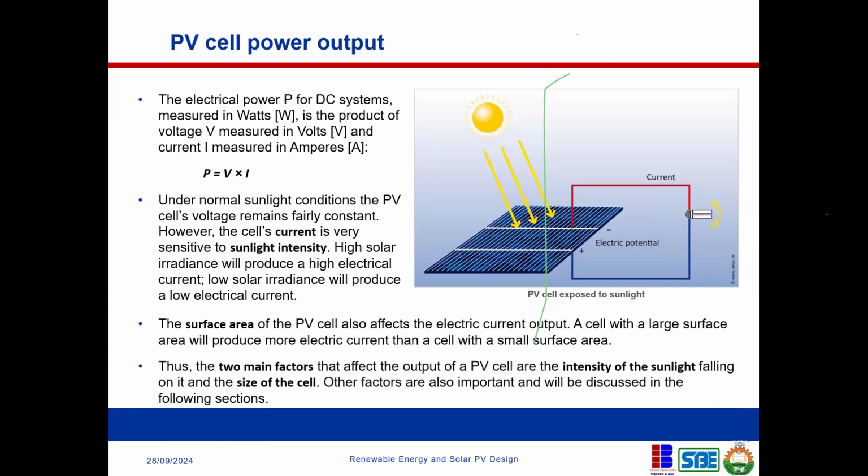Thus, the two main factors that affect the output of a PV module are the intensity of the sunlight falling on it and the size of the PV cell. Other factors are also important and will be discussed in the following sections.